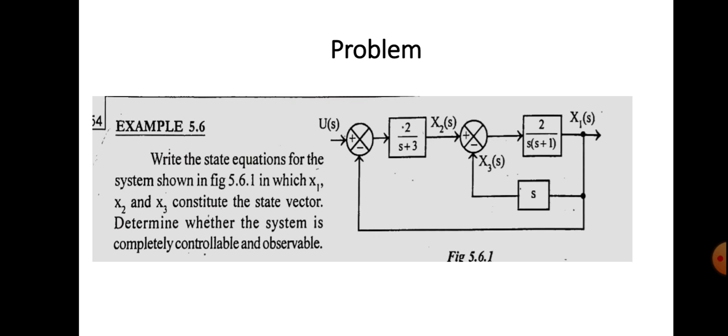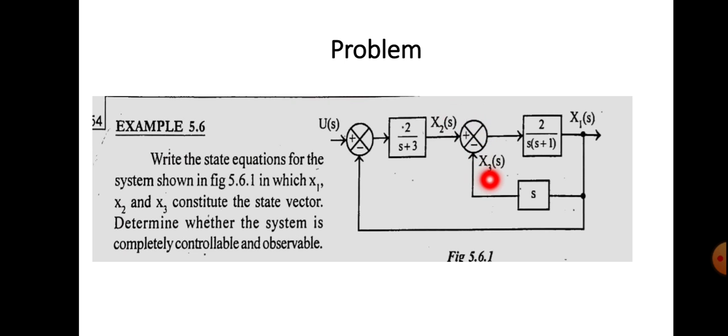In this you know that at the output side there is X1 of s. So X1 of s will have some equation. What is the equation for X1 of s? It is obtained by multiplying this with this sum term, right? That is X2 of s minus X3 of s into 2 by s into s plus 1 equal to X1 of s, right? Just look at this block diagram and find out the equation, okay? X1 of s is obtained by multiplying this block with X2 of s minus X3 of s.